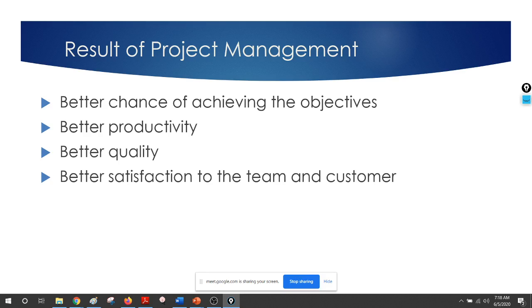So they don't have any planning, they don't have any organizing, right? So that is not going to work, right? So you must be professional.